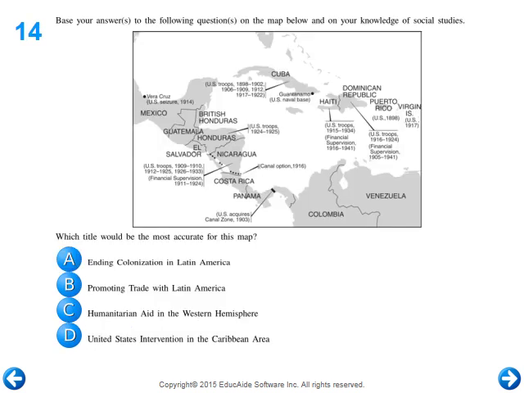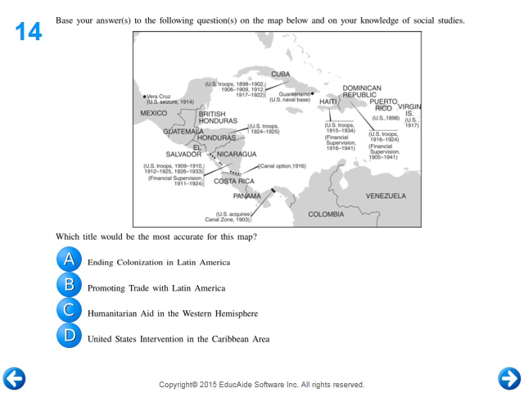All right, number 14. Which title would be most accurate for this map? Now, this map right here shows U.S. military action in Latin America. So, these are times where we used our influence in Latin America. A, ending colonization in Latin America. No, because colonization had basically ended by this point already.